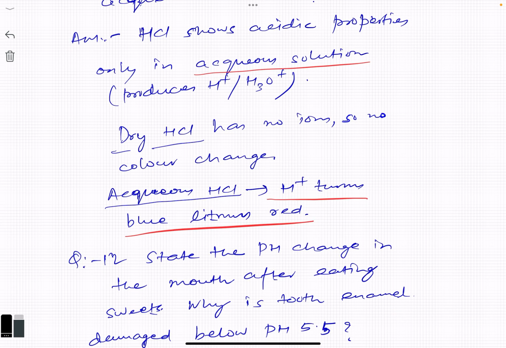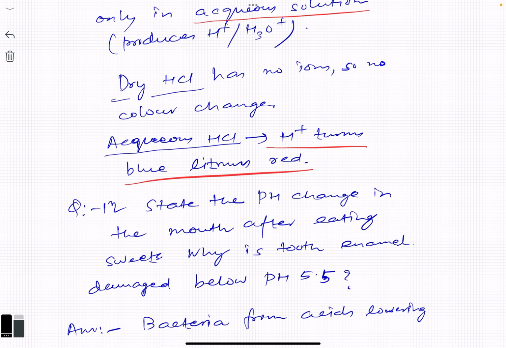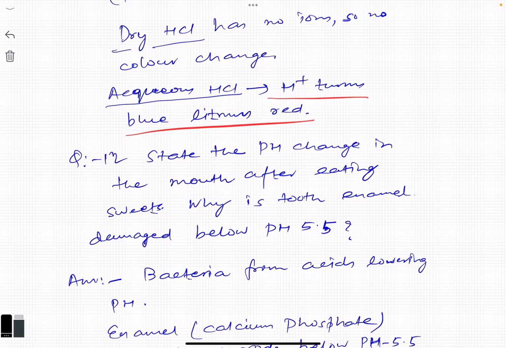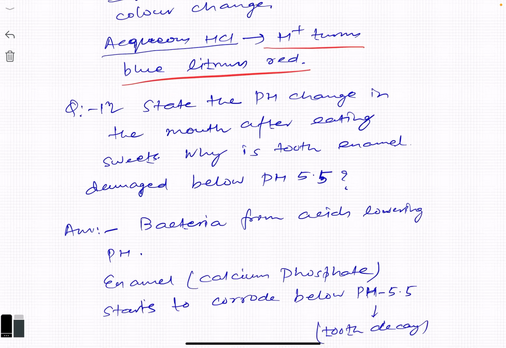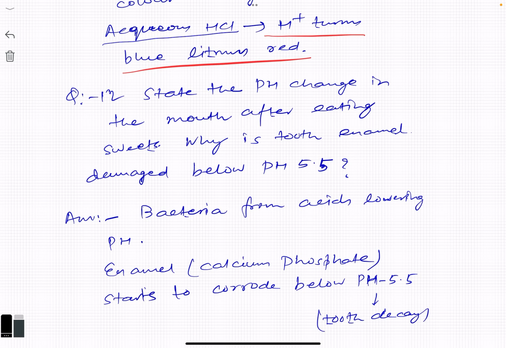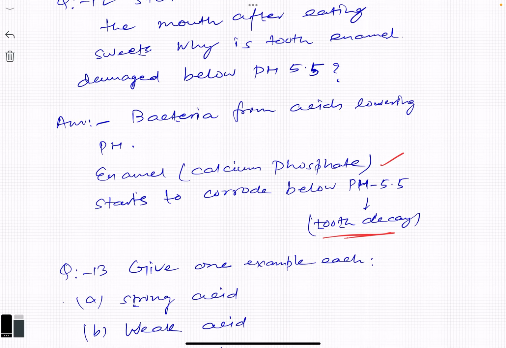Question number 12: state the pH change in the mouth after eating sweets. Why is tooth enamel damaged below pH 5.5? The answer is bacteria produce acids, lowering the pH. Enamel, which is calcium phosphate, starts to corrode below pH 5.5. So it leads to tooth decay.